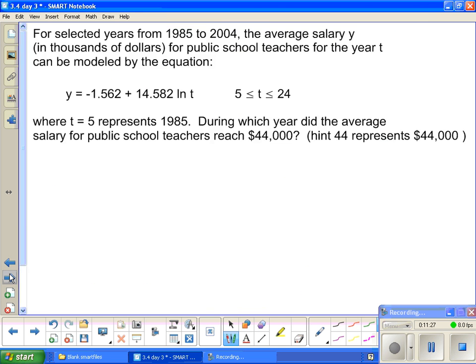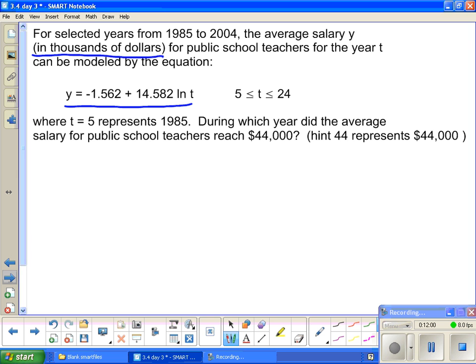Last problem, it's a modeling problem. For selected years from 1985 to 2004, the average salary y in thousands of dollars, okay, that's going to become key, for public school teachers for the year t can be modeled by the equation. Okay, so given this equation, we can figure out information. t starts at 5, okay? t represents 5, which represents 1985. That'll become key at the end.